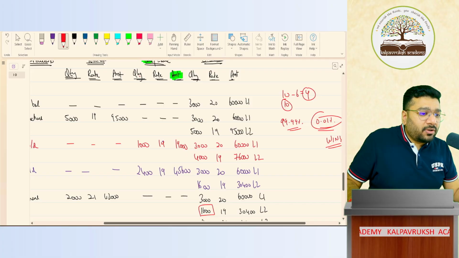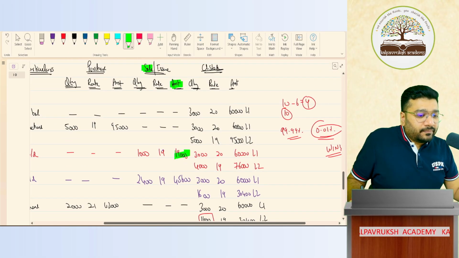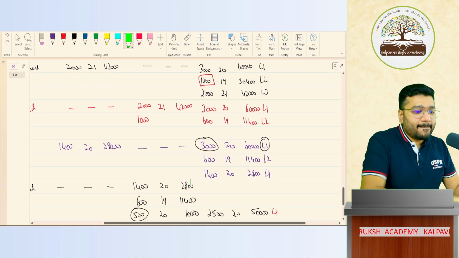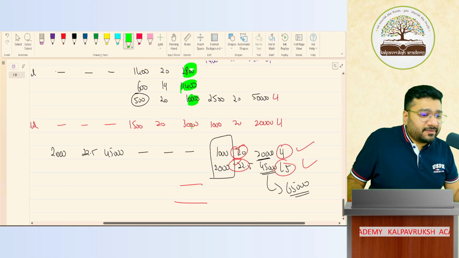Add all the amounts in this column. Add all this. Fast.